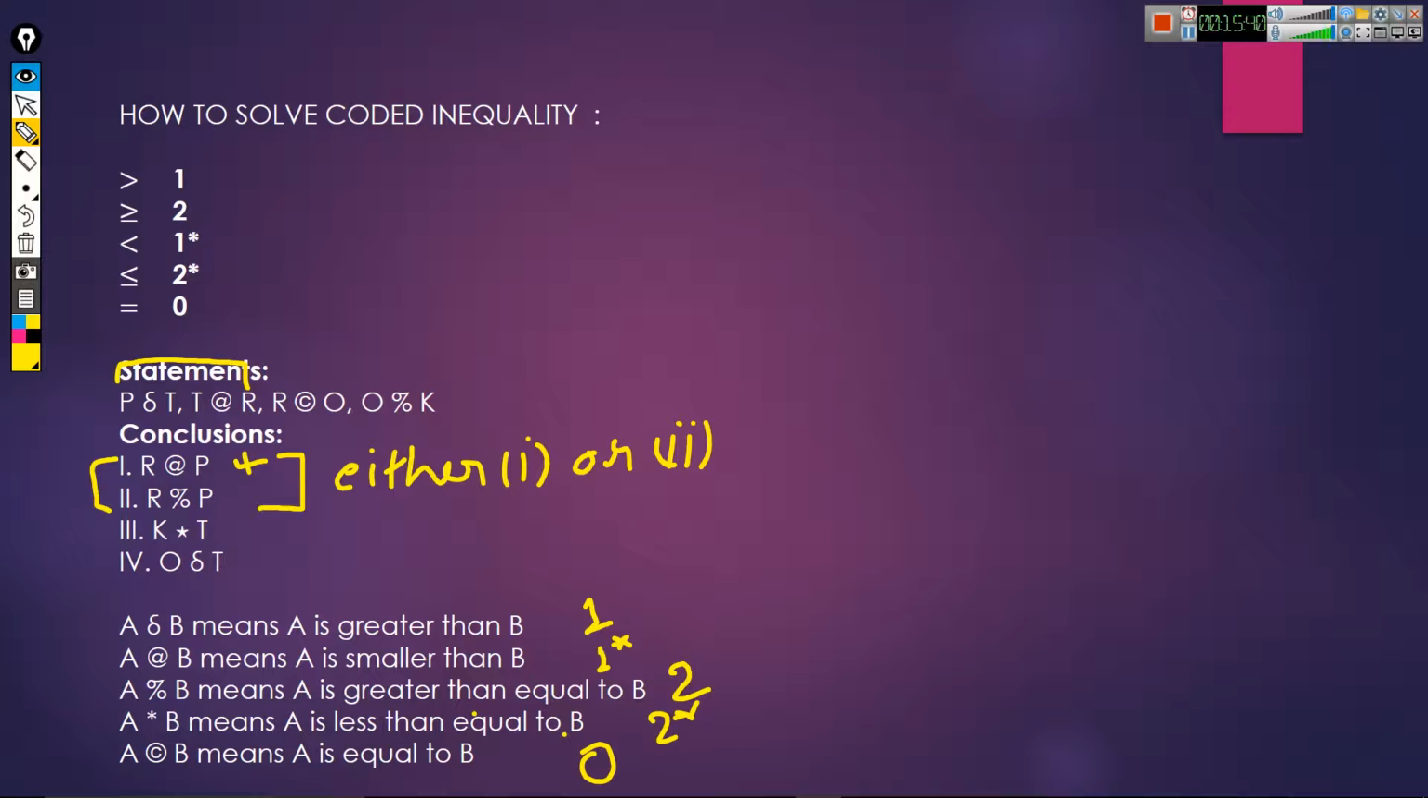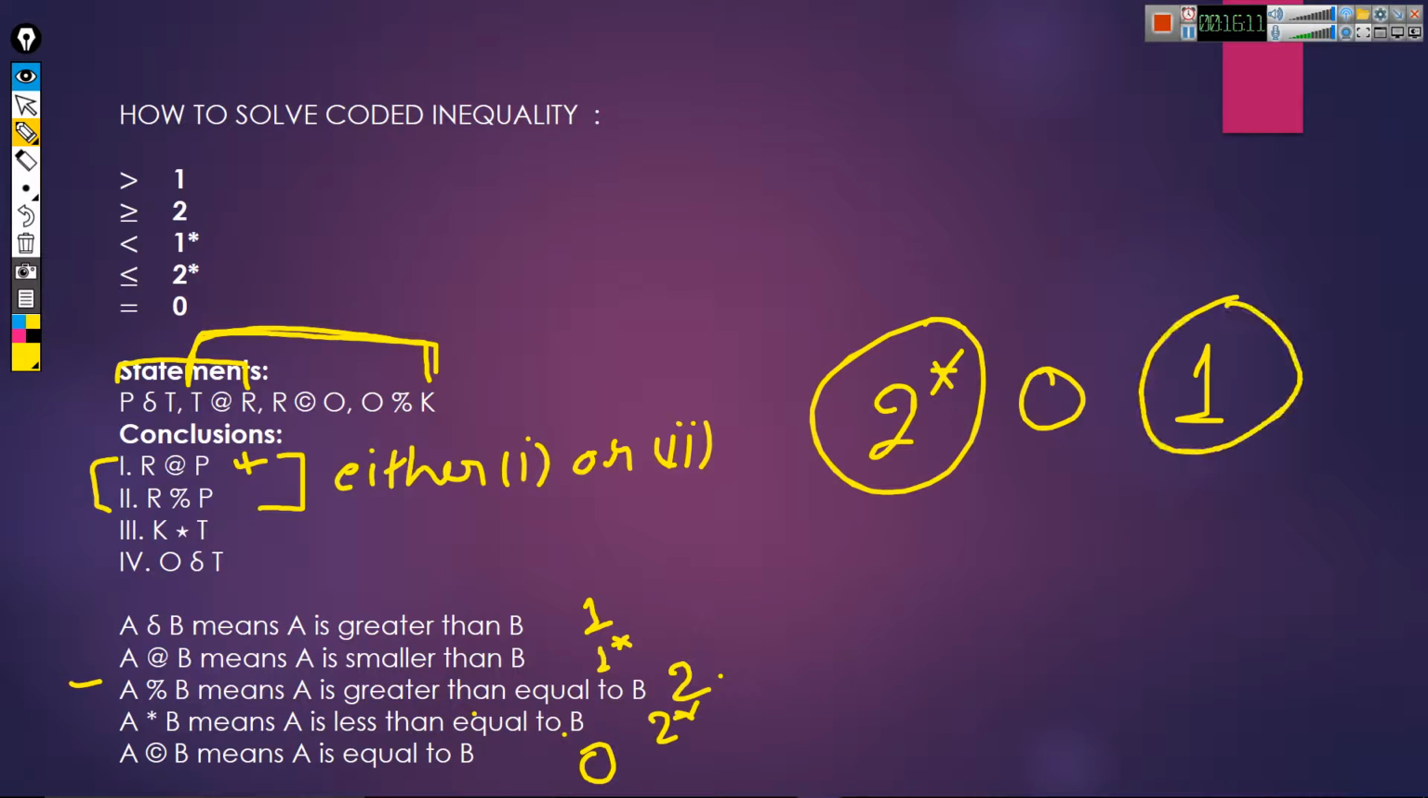Now K asterisk T. We have to go from K to T, again in reverse direction. K percent O. Percent means 2. Opposite of 2 is 2 asterisk. O to R, copyright. Copyright means equal to, so 0, because we have to ignore it. And R to T, at the rate. At the rate means 1 asterisk, and reverse of 1 asterisk is 1. Again 2 asterisk and 1. Here there is asterisk and here there is no asterisk on 1. It means they are opposite symbols. So it will not follow.